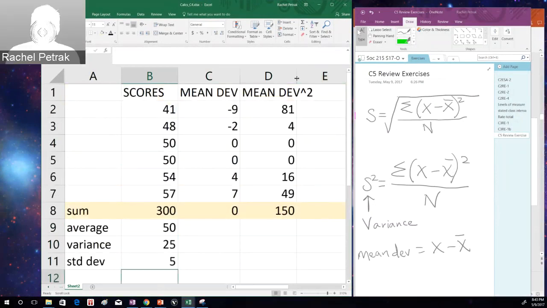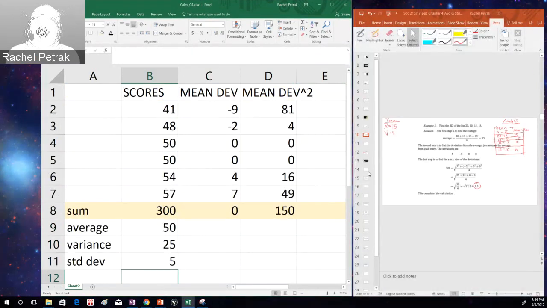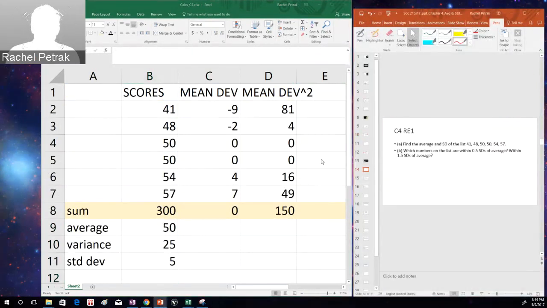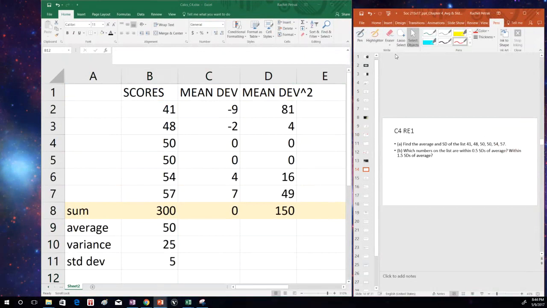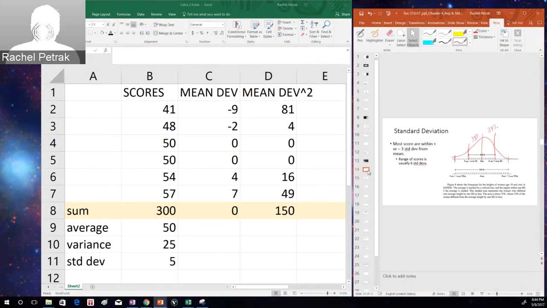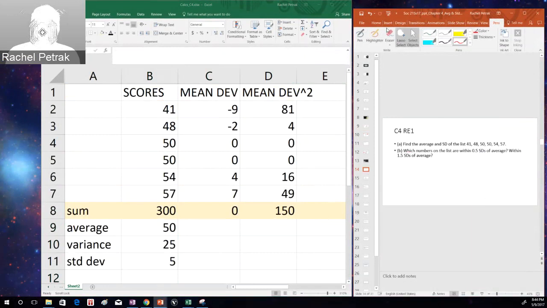Any questions about this Excel piece? I guess it took a little more time than I was hoping, but we'll still go through some exercises. But let's go back because we did this mini lesson as part of another problem, which was right over here, the review exercise number 1.